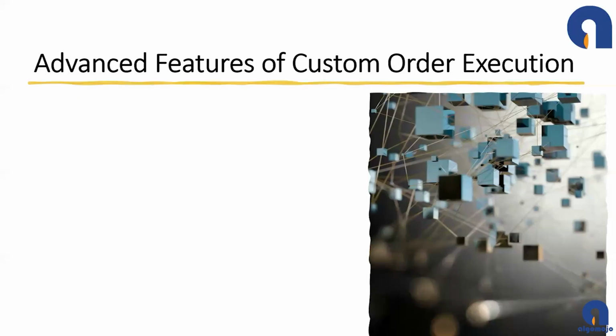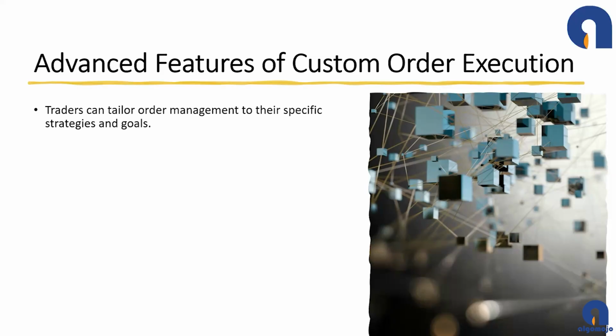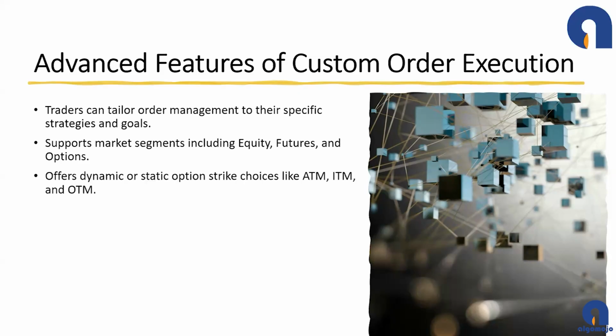Some of the key features would include that you can decide what you want to trade. You're not bound by our platform to trade only certain things. You can trade in equities, futures, and options. Options can be a static option, like if you want to trade, for example, a 25,000 CE or a PE for the entire day. It could be a stock option also, or any indices option also.